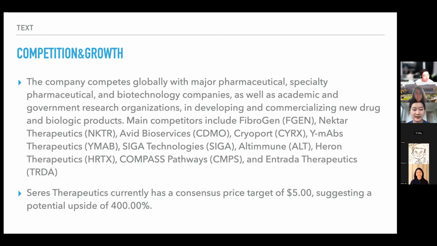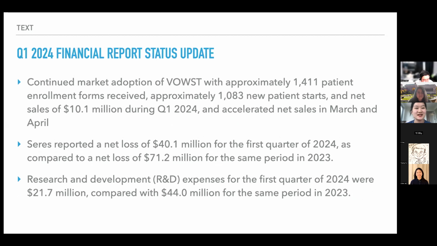So I guess out of all of the market competition and growth, one thing that I noticed is that an advantage of Seres is that they have a price target of $5, and many investors have estimated that it has a potential upside of 400%. So that is one of the good things in this market even when facing all of these competitors. Like this list is 4 lines long, so it's quite a bit of competition.